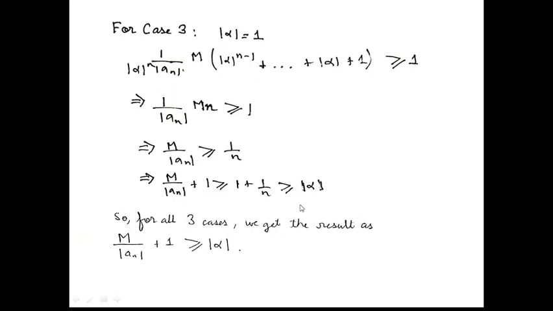This condition is satisfied. In all three cases we get the result m by n plus 1 is greater than or equal to mod alpha. So we have arrived at the concept which we make use of in the problem stated earlier, on the first page.